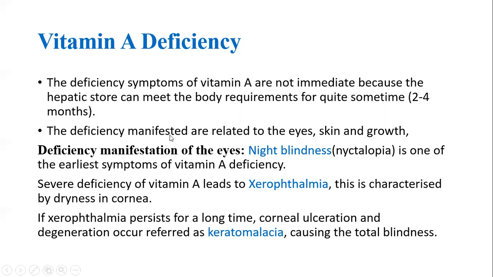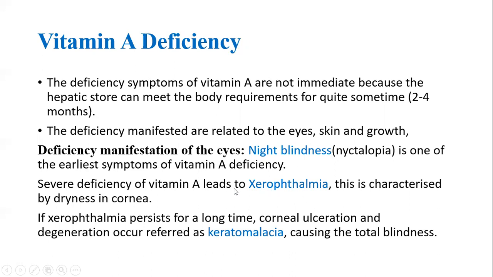First of all, we talk about the deficiency manifestations of vitamin A on the eye. The first one is night blindness. It is also known as nyctalopia. It is one of the earliest symptoms of vitamin A deficiency. First there is night blindness, and severe deficiency of vitamin A leads to xerophthalmia. This is characterized by dryness of the cornea.